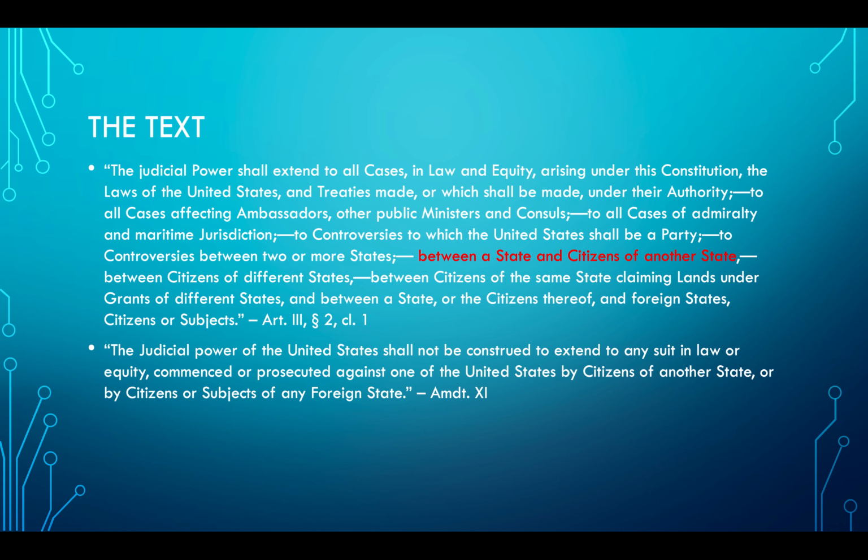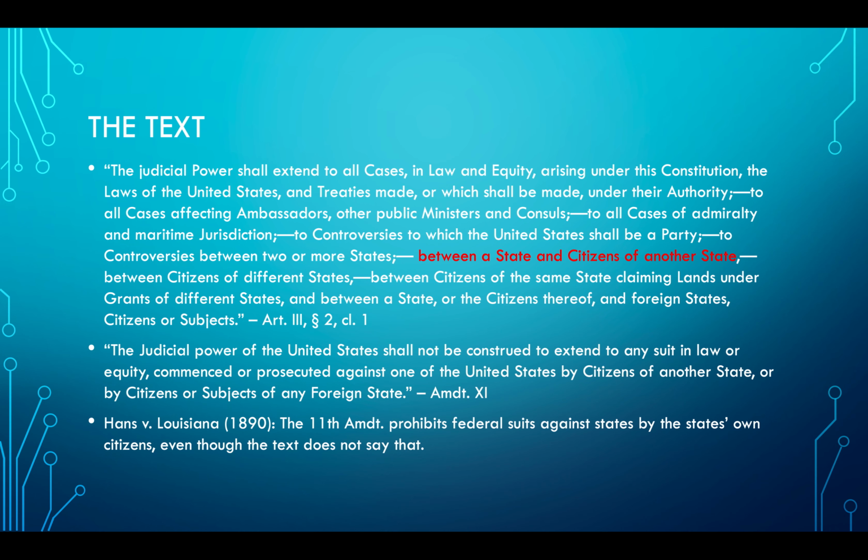But in a very famous and important case decided in 1890, and this is also listed on page 428, called Hans versus Louisiana, the Supreme Court held that... so what happened in Hans? In Hans, a Louisiana citizen was issued a state bond, and then the state did not want to make good on those bonds. The state didn't want to pay the bonds. So the Louisiana citizen sued Louisiana in federal court, claiming a violation of the Contracts Clause of the Constitution.